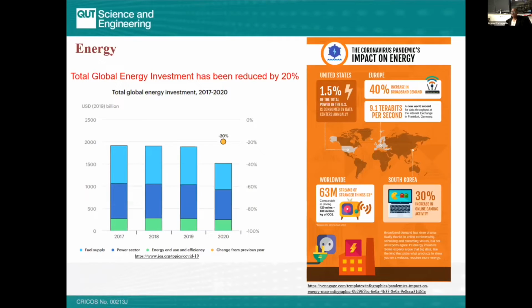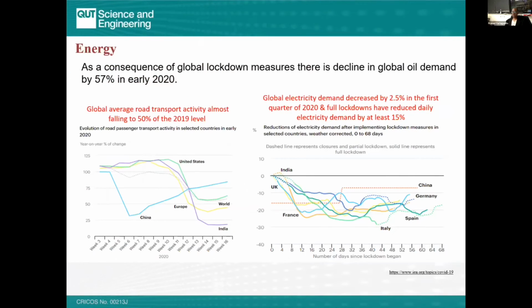However, energy consumption is down, energy prices have gone down, fuel prices have gone down, all because of this impact. So you can see, as a consequence of global lockdown measures, there is a decline of global oil demand by 57%. I know it badly impacts some oil producing nations. However, the rest of the world is enjoying the advantage of this fall in oil prices. You can see I compared again four countries: United States, Europe, China, and India. You can see how drastically reduced the consumption and the fuel cost are as well.